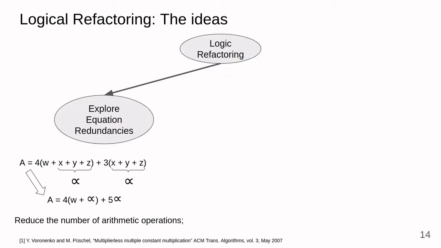So, the logical refactoring is composed of 2 ideas. The first one is the exploration of equation redundancies. For example, to obtain the result of the A function, the parcel x plus y plus z appears 2 times. So it's possible to calculate this parcel only once and reuse its result, reducing the number of operations performed.